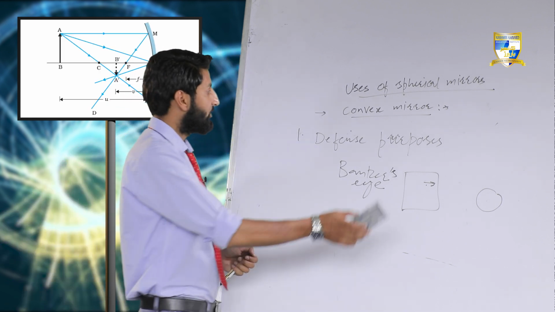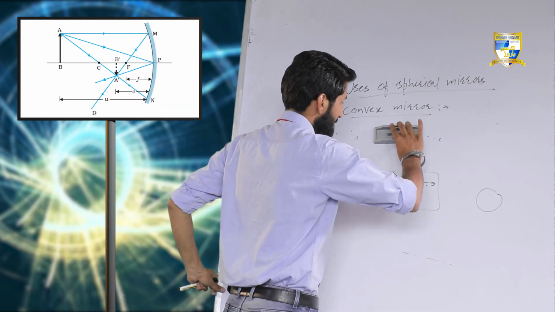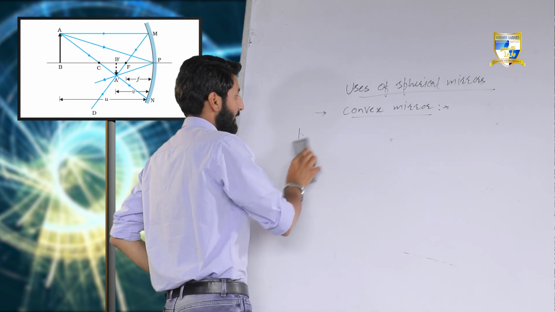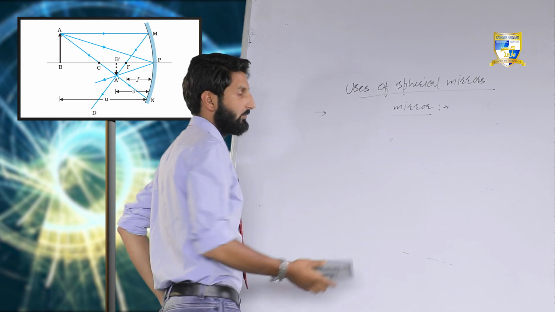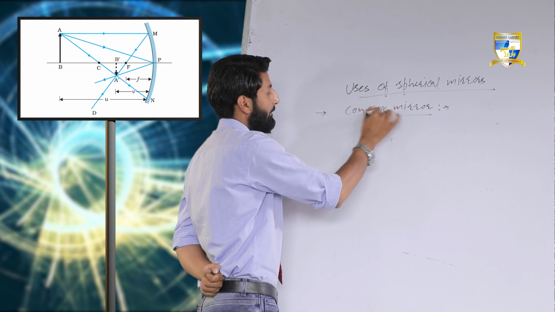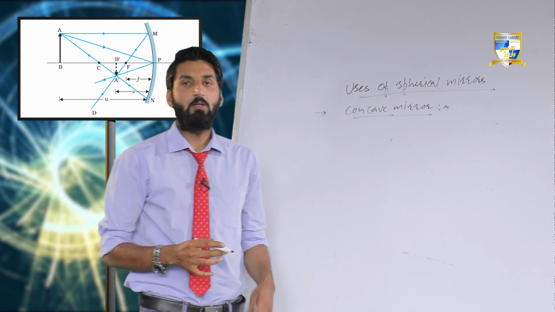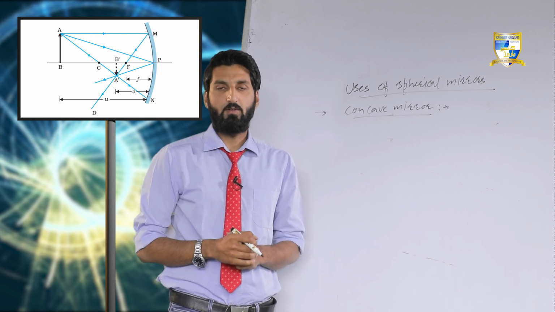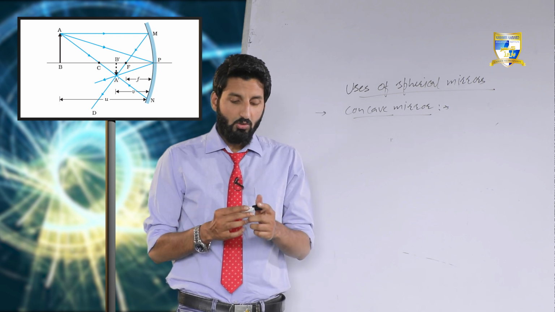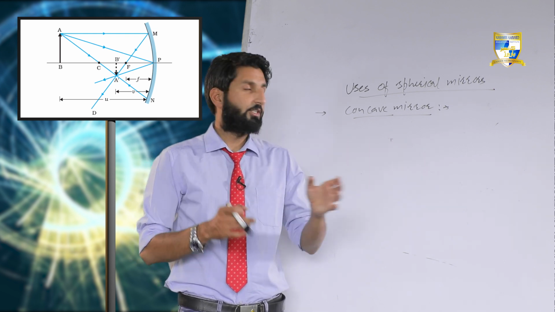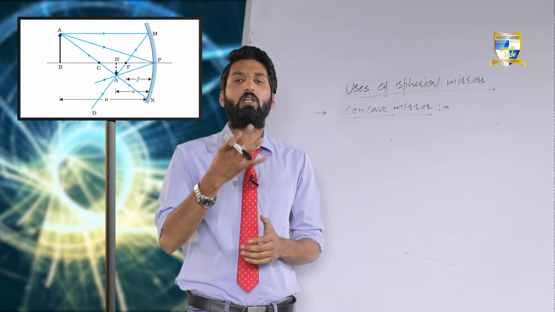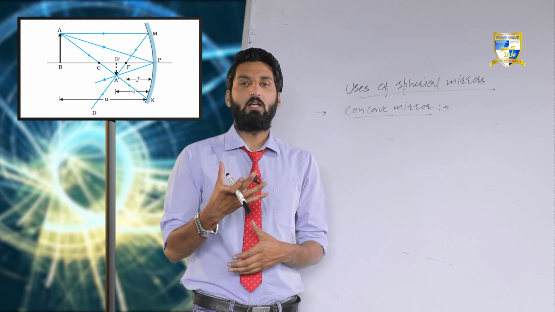Now the uses of concave mirror. On what basis is the use of concave mirror? It converges the rays of light. Concave mirror converges the rays of light, due to which, though a small section or a normal section is enclosed in that very mirror, it gives an enlarged image.